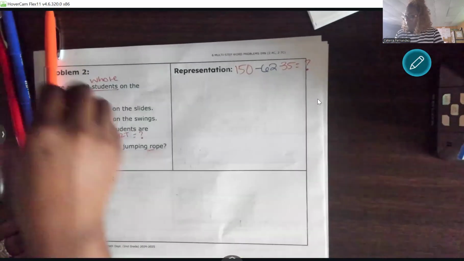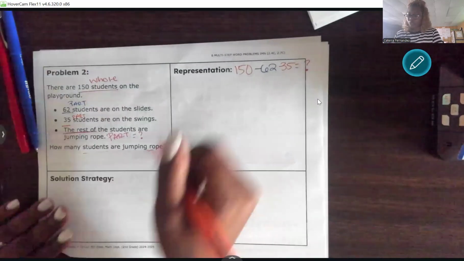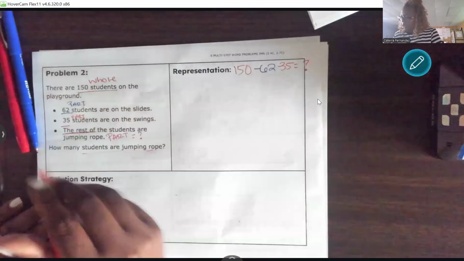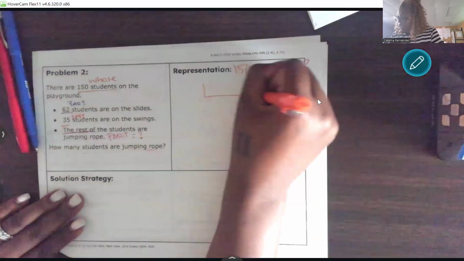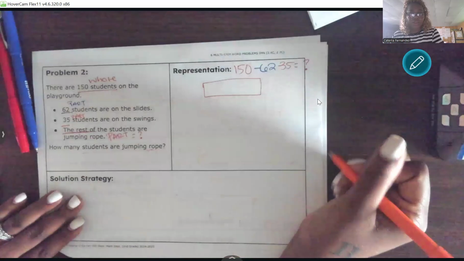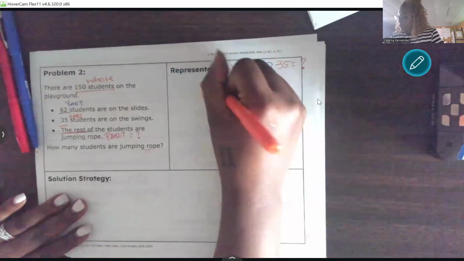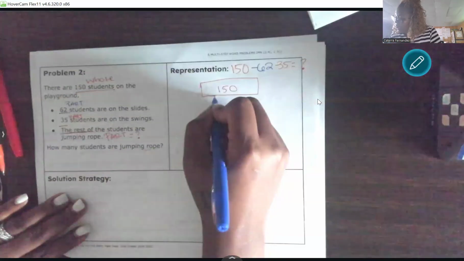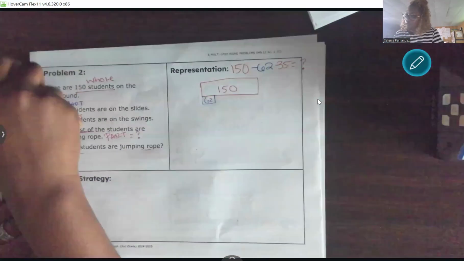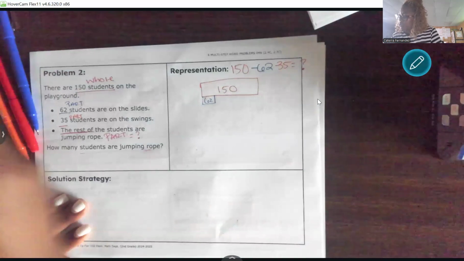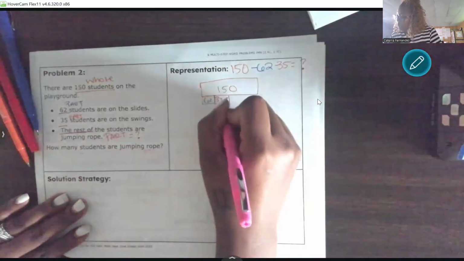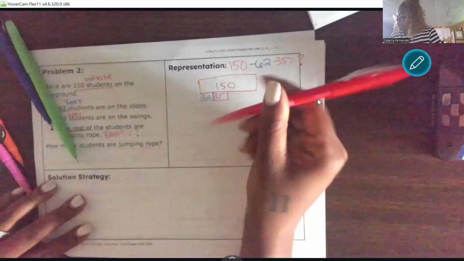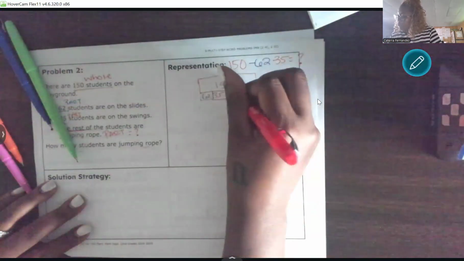When they represent their problem, again, it's strip diagram and number line. So I'm just going to quickly show you guys the strip diagram and number line. We've got our whole at the top. Some of the students like to do the whole at the bottom. Either is fine. I've got 150 in there. I've got 62. I've got 35. And then I've got the missing part. Okay.